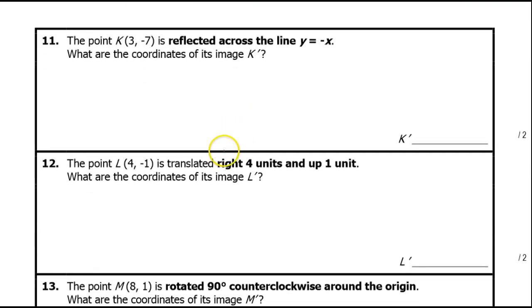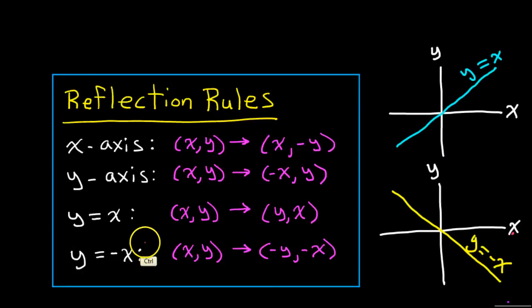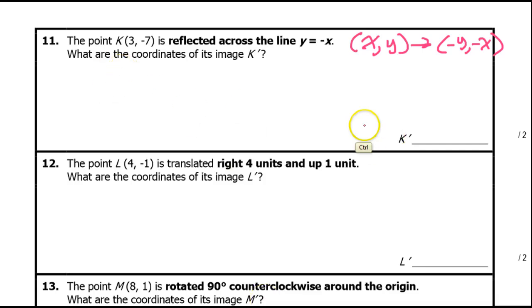Number 11. This point is reflected across the line y equals -x. What's K prime? Well, we're just going to use the rule, which says that any point x, y is going to become the opposite of y, the opposite of x. That's right off the list of rules that we memorize. Opposite of y, opposite of x. So the opposite of y is going to be +7, and the opposite of x is going to be -3. So that's it for that.